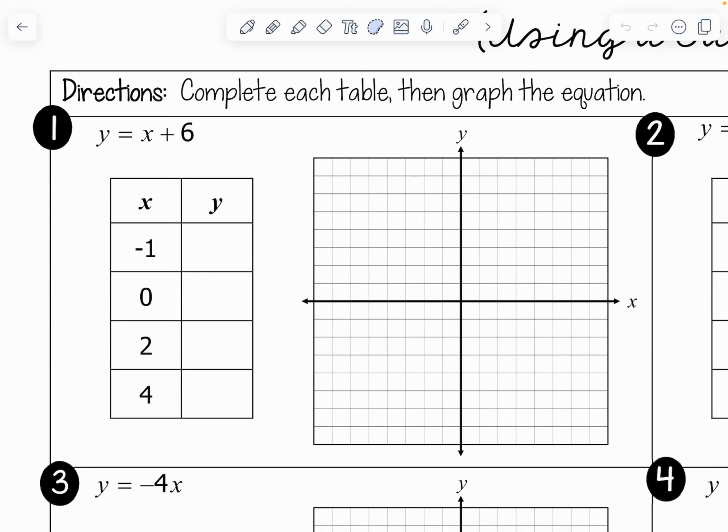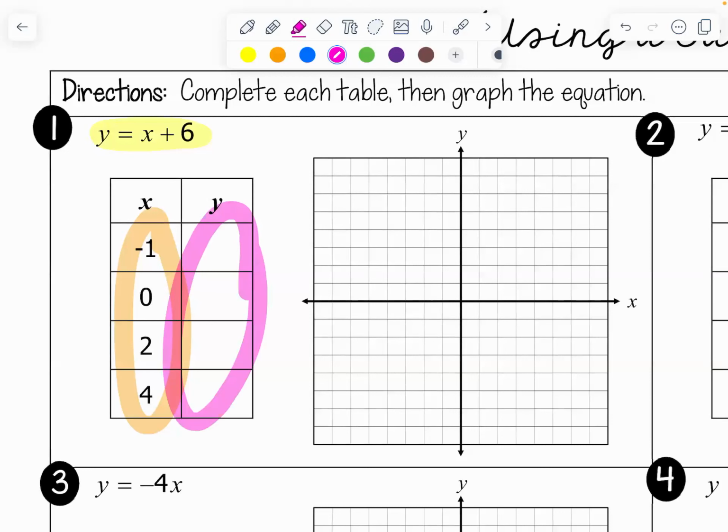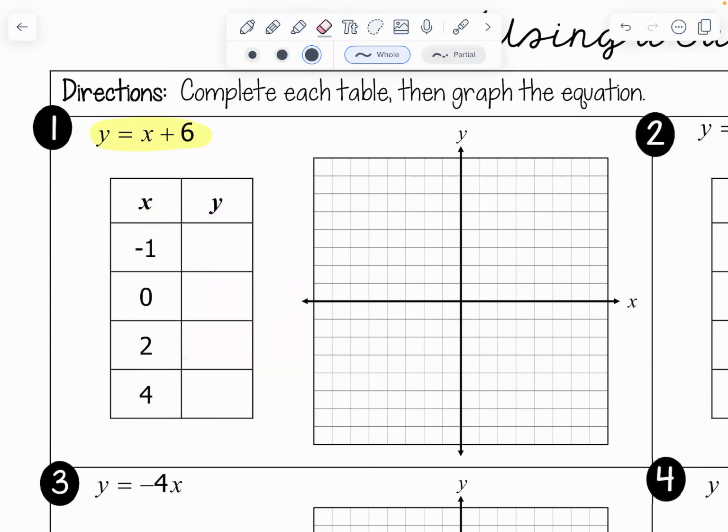So what I'm going to do today, I am going to give you an equation, y equals something. I am going to give you numbers for x. And what you are going to do is figure out what the numbers for y are going to be. And then we're going to use those to make a line.